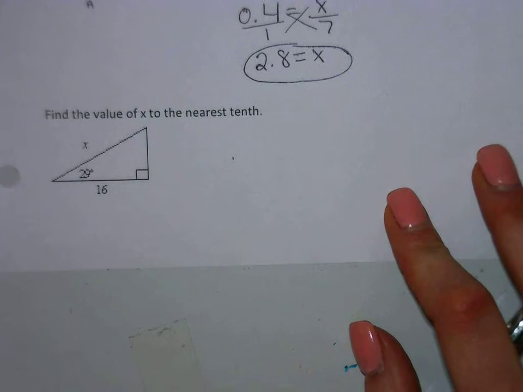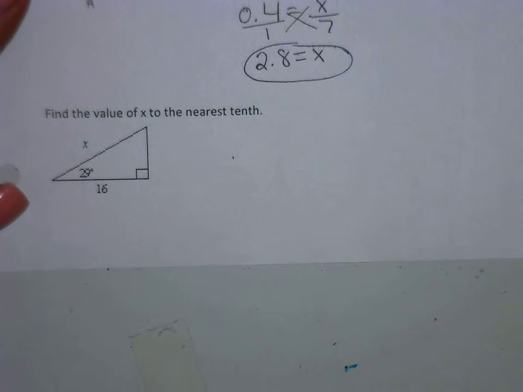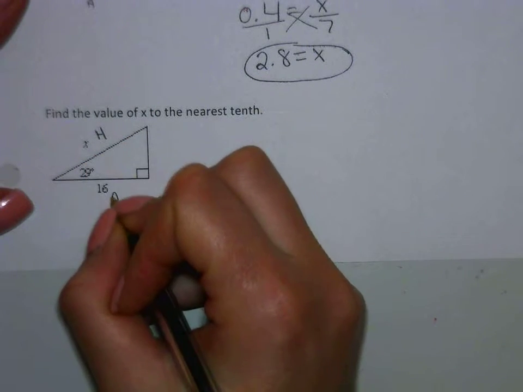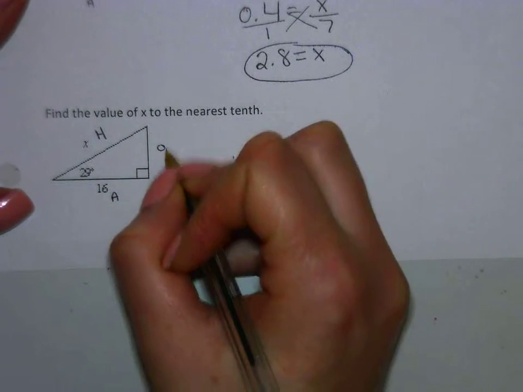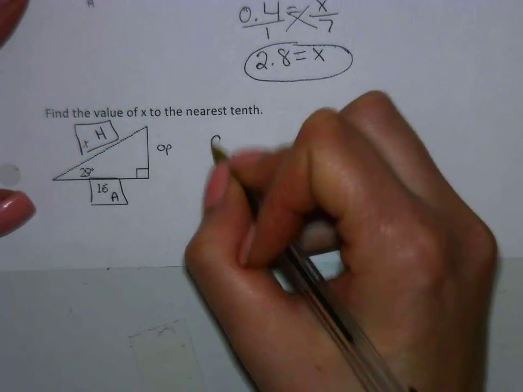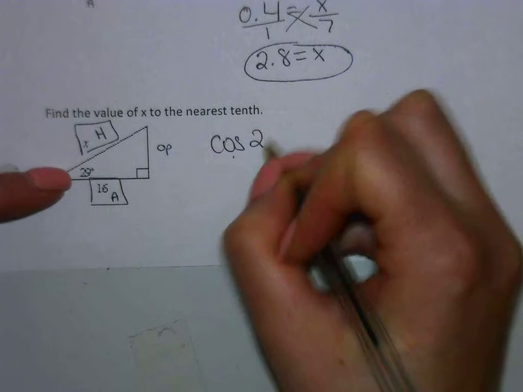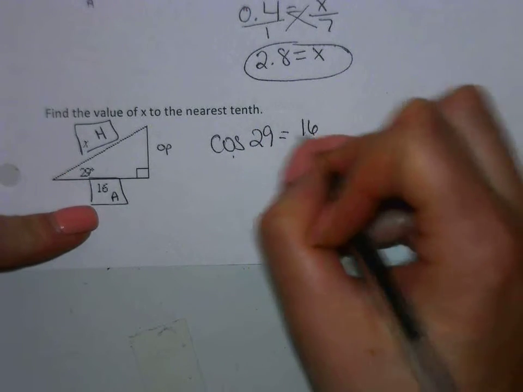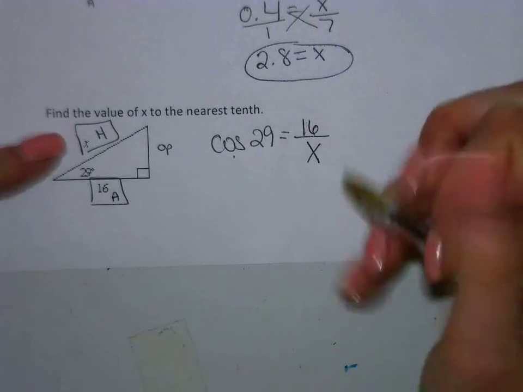Let's find the value of x to the nearest tenth again. So here, x is our hypotenuse, 16 is our adjacent, and this is our opposite side. Since we're working with the adjacent and the hypotenuse, we're going to be doing the cosine of 29 degrees equals our adjacent, which is 16, divided by our hypotenuse, which is x.